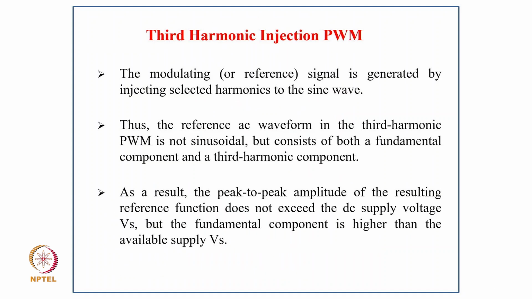Now the modulating or reference signal is generated by injecting selected harmonics into the sine wave, and thus the reference AC waveform in the third harmonic PWM is not sinusoidal but consists of both the fundamental component and the third harmonic component. As a result, the peak to peak amplitude of the resulting reference function does not exceed the DC supply voltage Vs, but the fundamental component is higher than the available supply Vs.